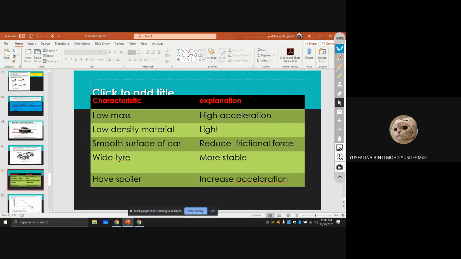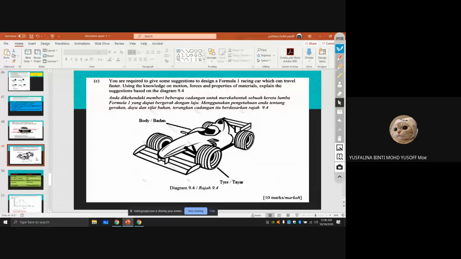Other characteristics? I think maybe no. Maybe if you have an idea, you can ask later.